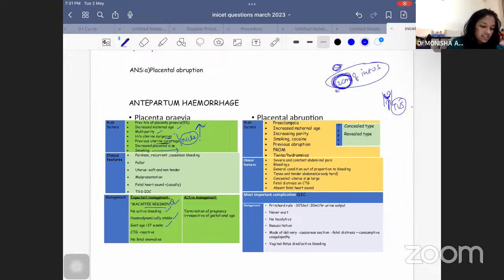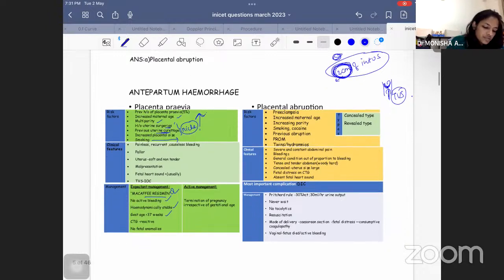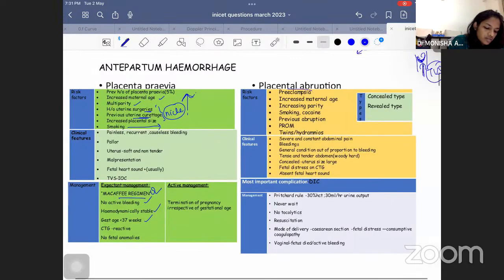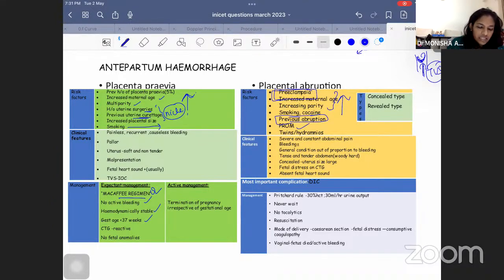Next, we talk about placental abruption. The topmost cause is pre-eclampsia, don't forget. Similarly, increased maternal age or parity, smoking, cocaine, prior abruption, and sudden leaking, PROM or PPROM, and twins, where there is a sudden gush of fluid coming out, will predispose to early separation of the placenta.